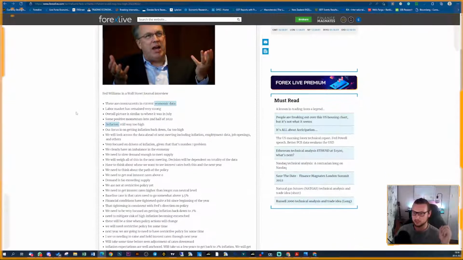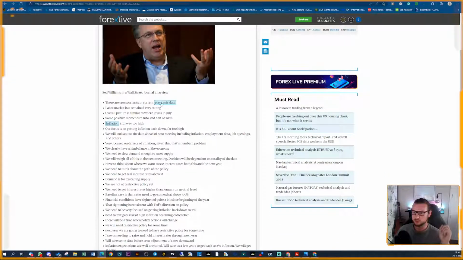Okay. There are cross currents in economic data. Labor market has remained very strong. Overall picture is similar to where it was in July. Some positive momentum into second half of 2023. Inflation is way too high. Our focus is getting inflation back down, far too high.